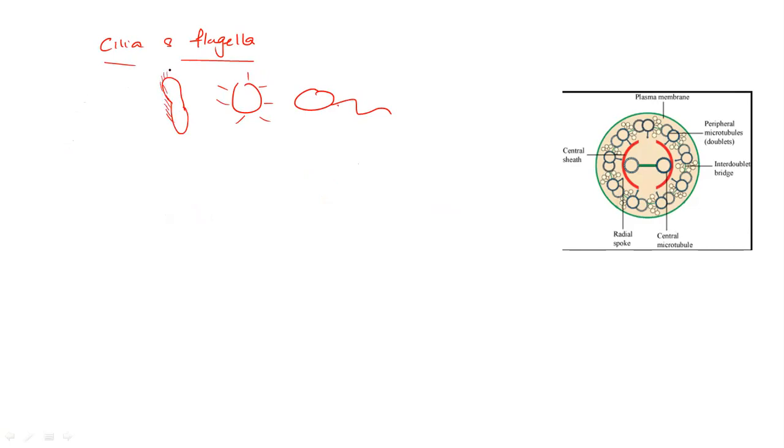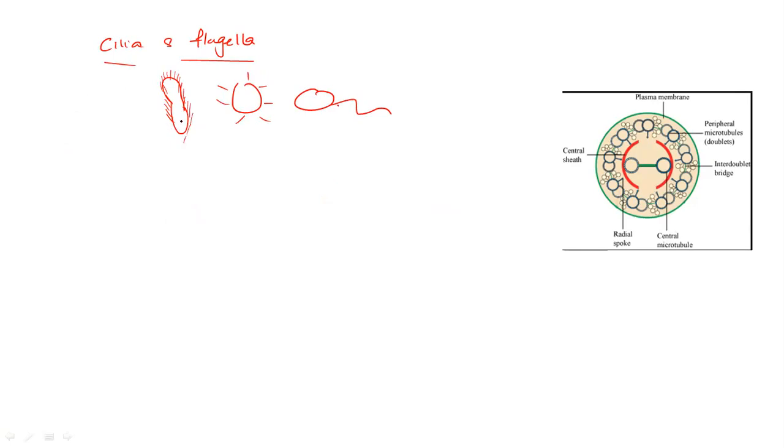So coming to cilia and flagella. Cilia and flagella are hair-like outgrowths of the cell membrane. They're nothing but hair-like outgrowths of the cell membrane. All right, flagellum is something like this. You must have seen in paramecium how cilia are there, right? They look something like this.